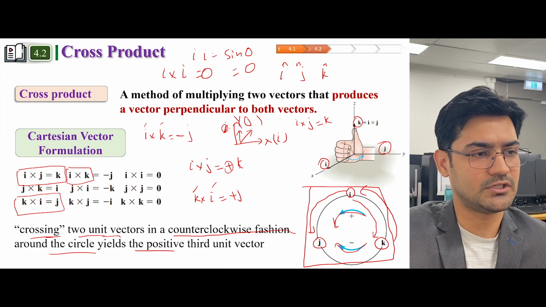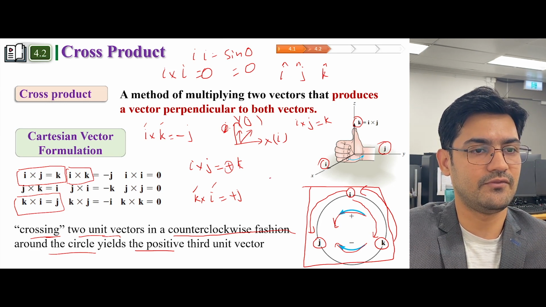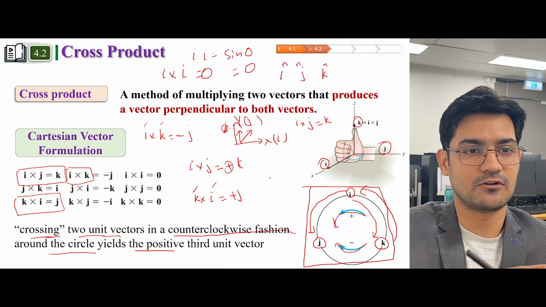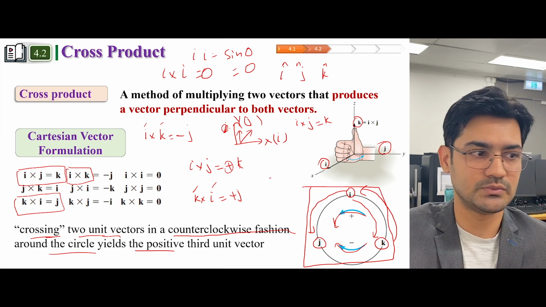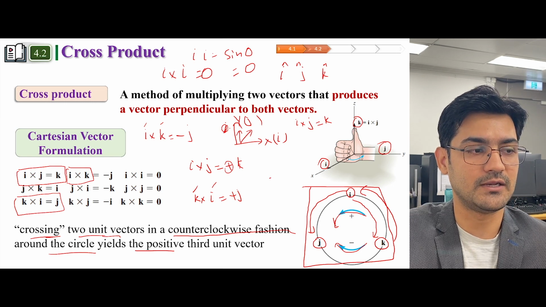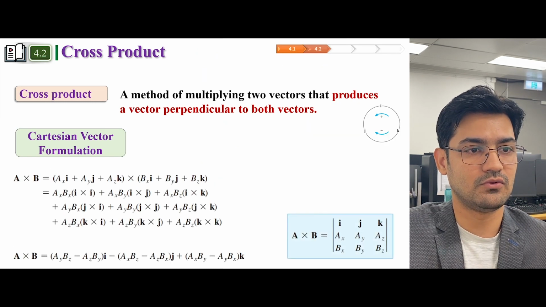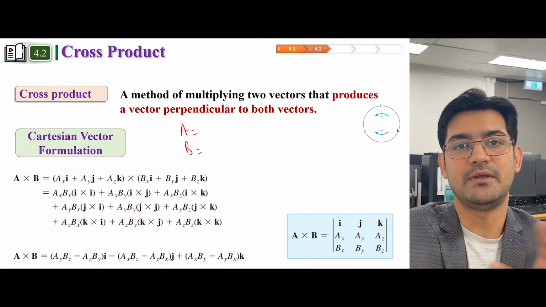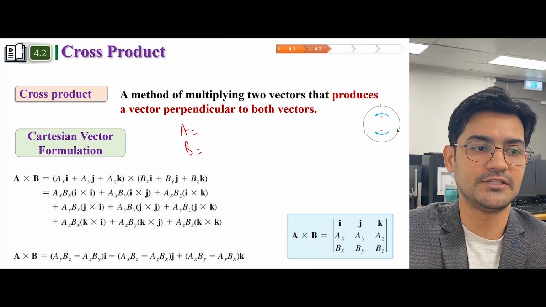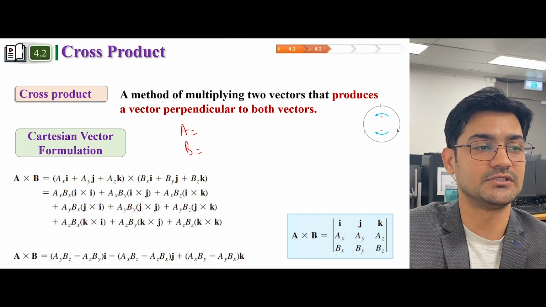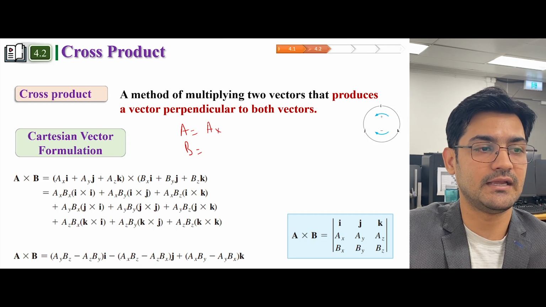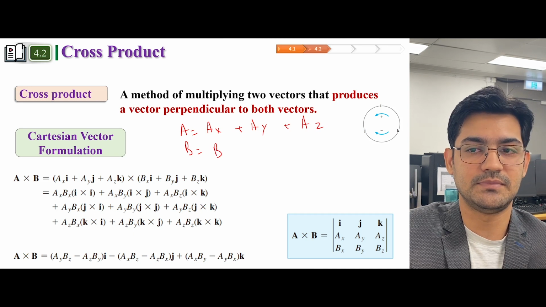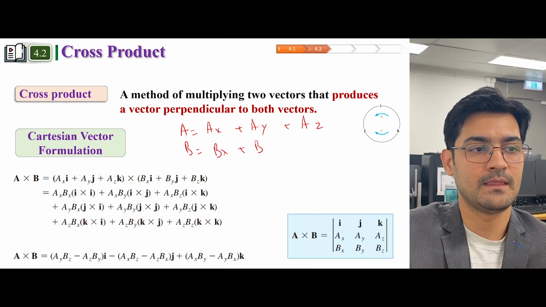So these are some terminologies which are important to know, because later you can also convert this into a matrix form, which we will do right now by multiplying two vectors. Let's say I have a vector A and a vector B. Vectors can be represented in terms of Cartesian vector formulations, as we have discussed in previous lectures. So A can be represented as Ax plus Ay plus Az, and B can be represented as Bx plus By plus Bz.